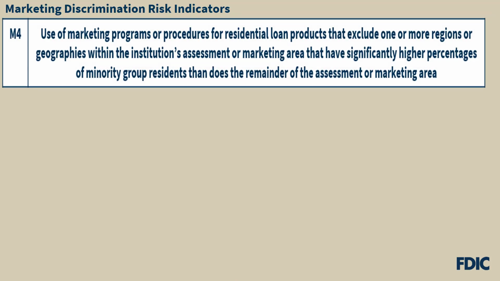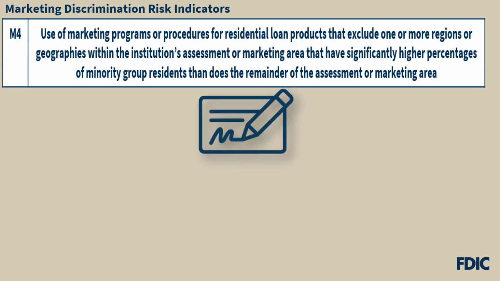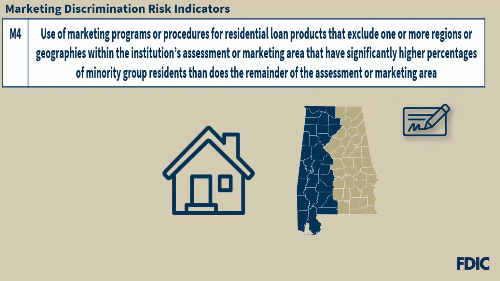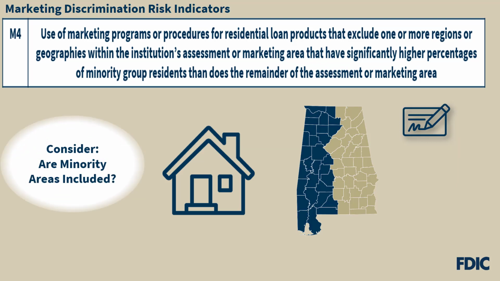M4 addresses the use of marketing programs or procedures for residential loan products that exclude one or more regions or geographies within the institution's assessment or marketing area that have significantly higher percentages of minority group residents than does the remainder of the assessment or marketing area. For example, a bank might market home loans through direct mail to residents in select zip codes. Such a strategy could present risk if the zip codes that are excluded from such a campaign have higher percentages of minority group residents. By targeting certain areas, the institution could be excluding areas where prohibited basis group residents live.